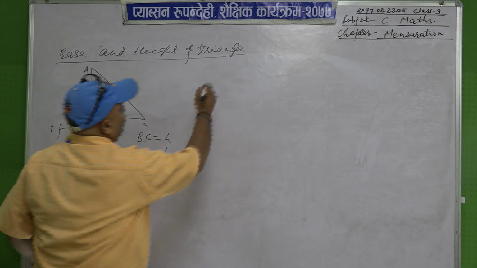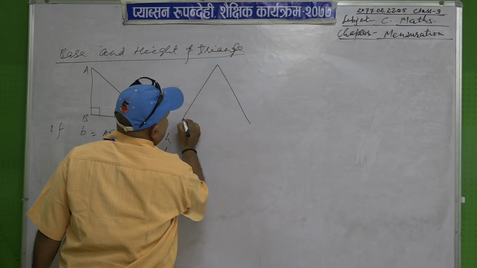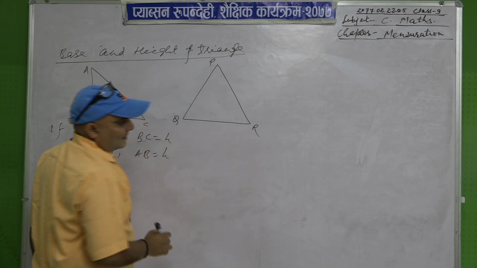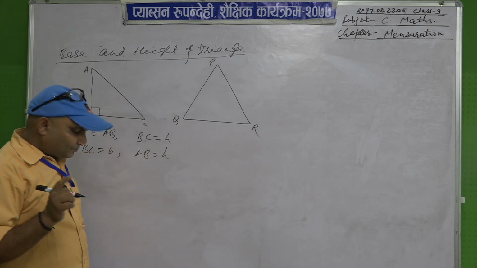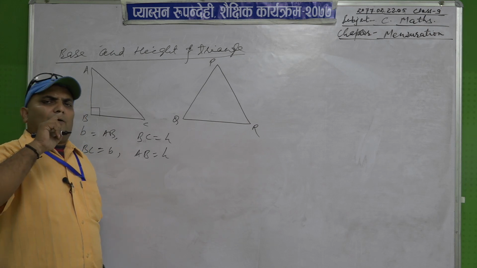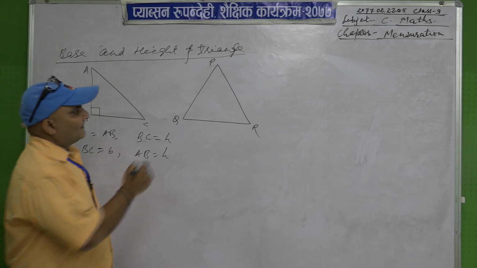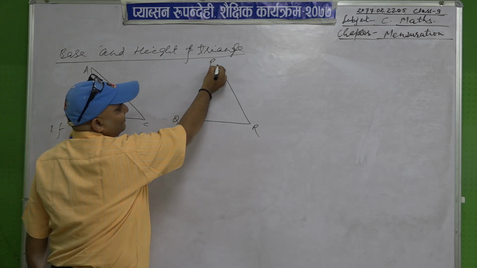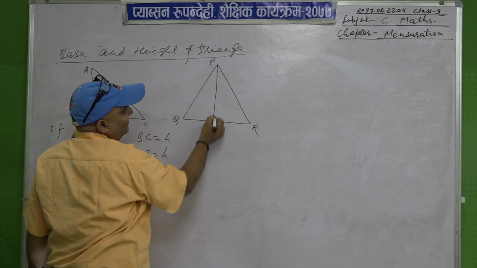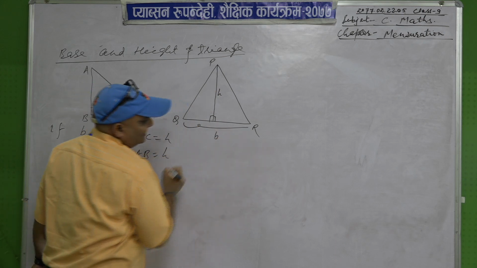Now take another triangle. Suppose this is the triangle PQR. What we have told is that when a line makes an angle of 90 degree with the opposite vertex of the side, it is called height. Suppose this is a vertex. If we draw here 90 degree, then this line will be the height and this line will be the base.